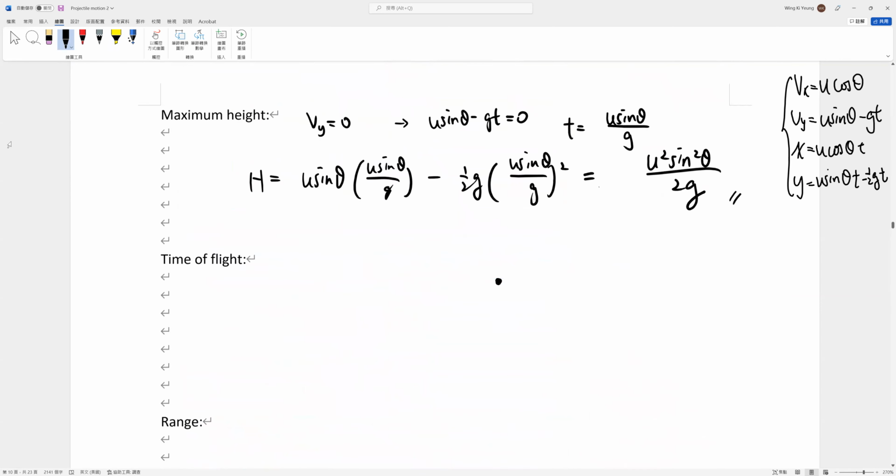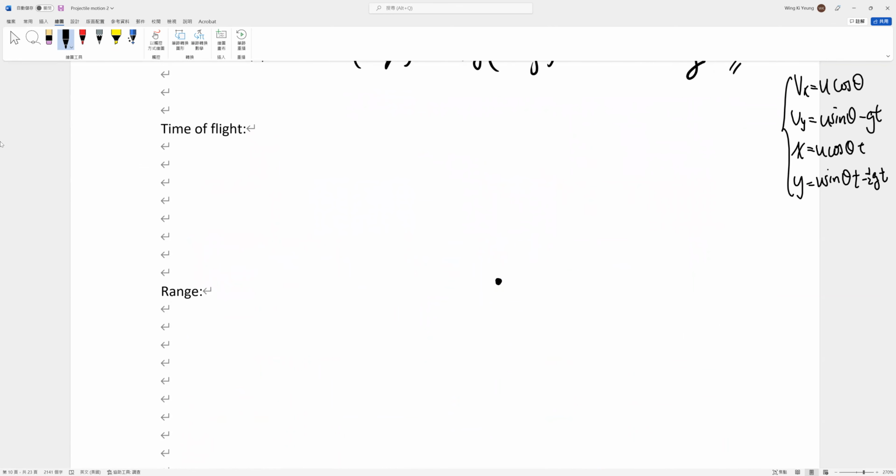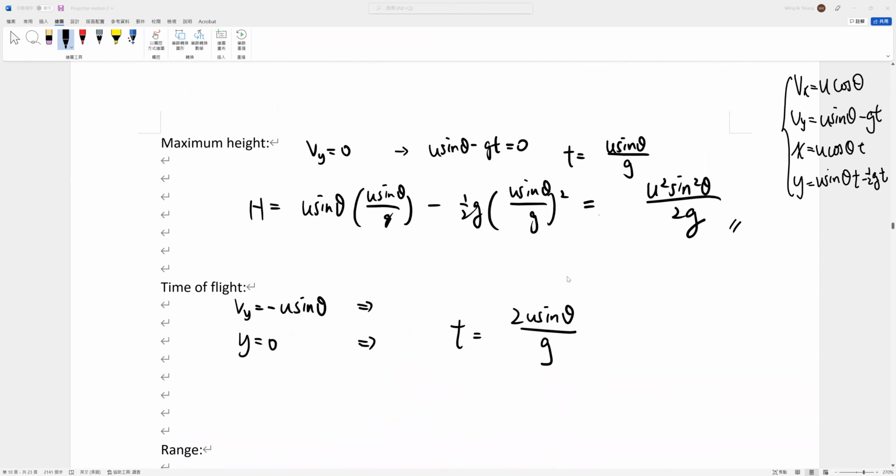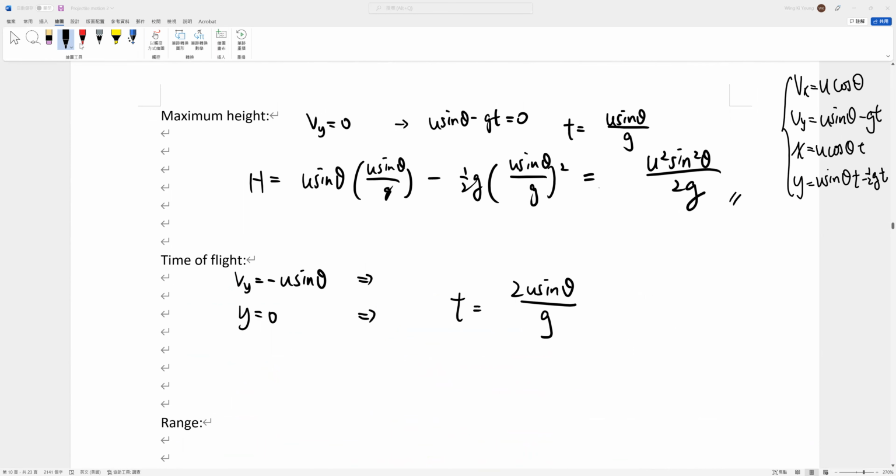Then we can go back to here to find the time of flight. Now you can either use Vy equal to negative u sine theta, or you use y equals 0. You will all get the same answer. Then the time will become 2u sine theta over g. And I hope you also notice that this time is just double the time to reach the maximum height.